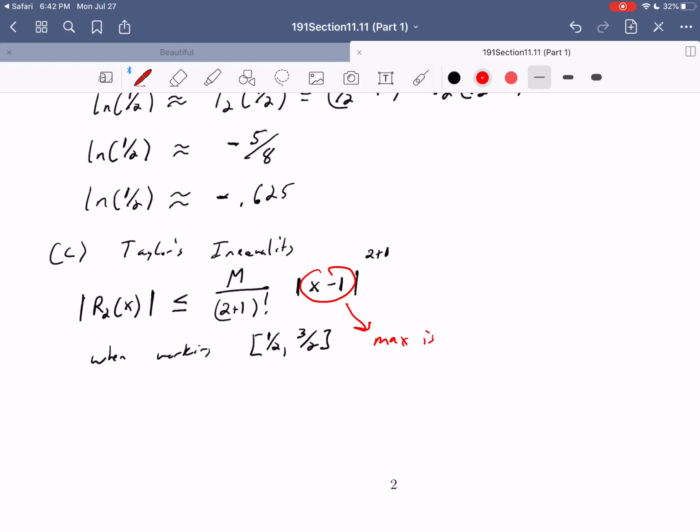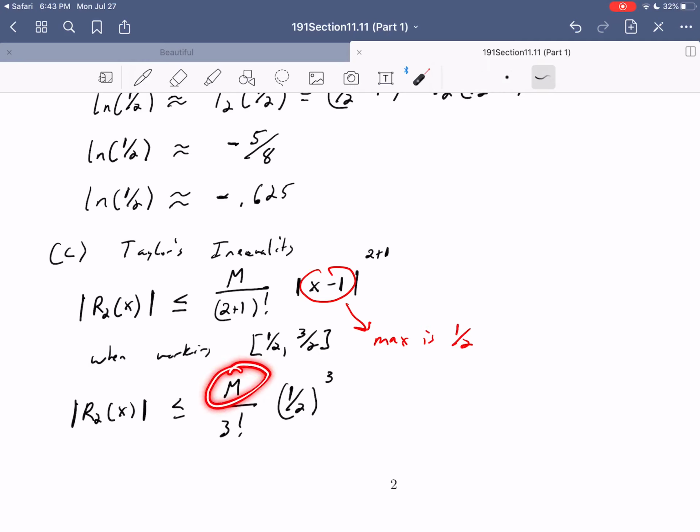max is 1/2. The most we can be away from the center of 1 when we're working on 1/2 to 3/2 is 1/2 unit away. If you're at 1/2, you're 1/2 unit below. If you're at 3/2, you're 1/2 unit above. So we now know that we can replace this. The largest it can be is 1/2 here. So we can now say that R2 of x is going to be less than or equal to M over 3 factorial times 1/2 cubed. Now the question is how to get that M.